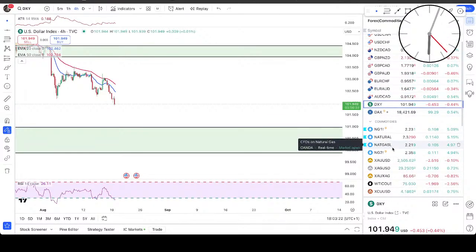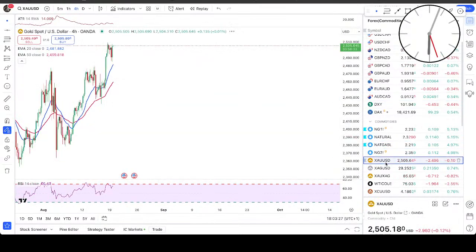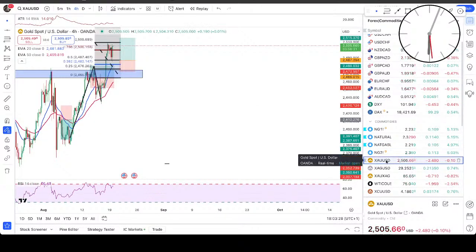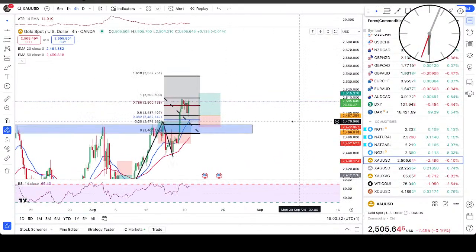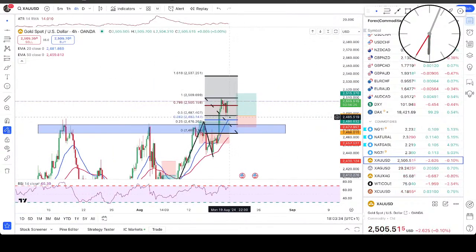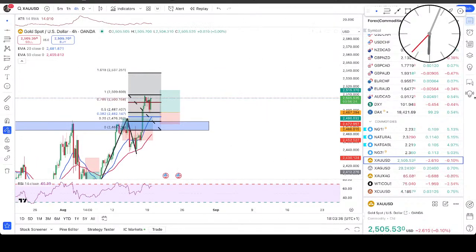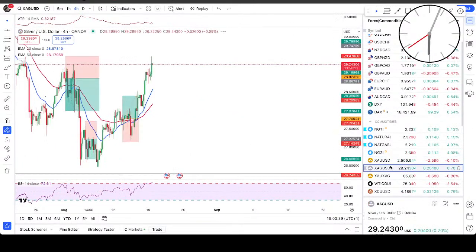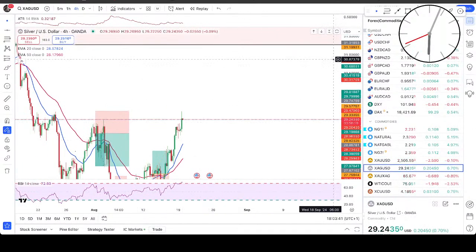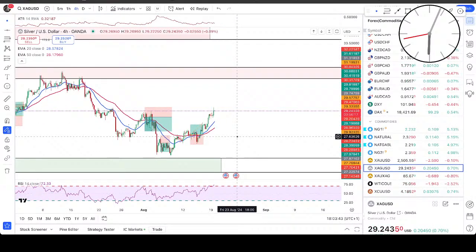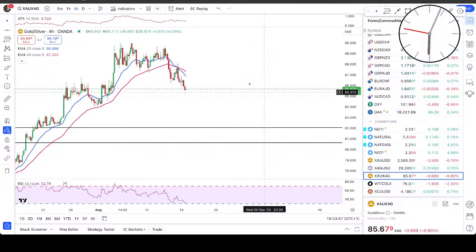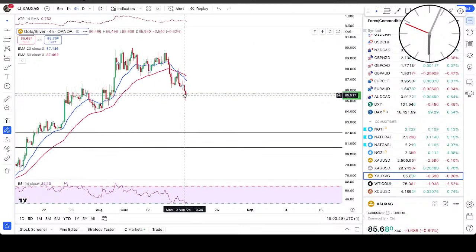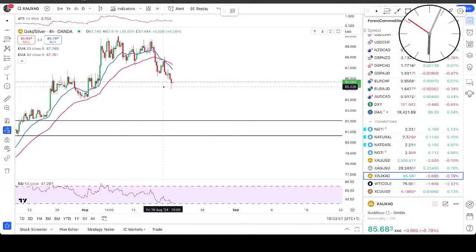So nat gas is covered. Gold is pushing up. That's good. Silver is going to push up as well. So both gold and silver look good. The ratio is pushing down, which means gold will push up as well.